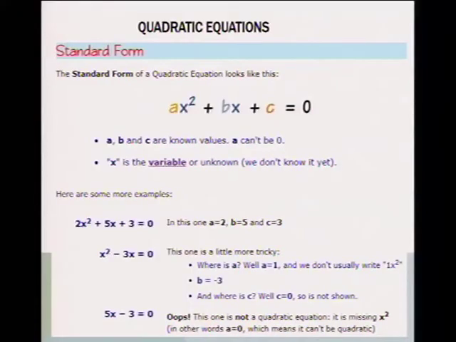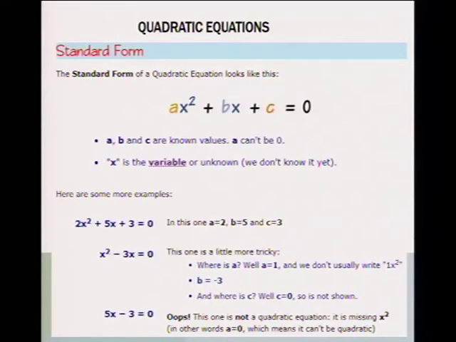We move on to quadratic equations. This is a second order polynomial, and the highest power there is 2. Okay, that is quad. And then a, b, and c are known variables, but a can never be equal to 0. Okay, let's look at the examples that are there. We have 2x to the power of 2 plus 5x plus 3, which is equal to 0.